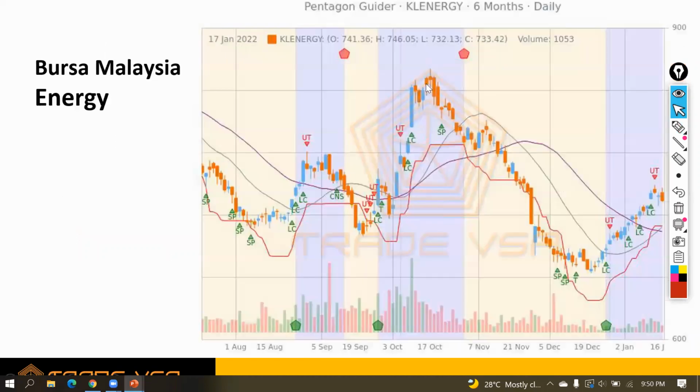All right, now this is the chart for energy. Of course, I picked this chart from TradeView 360, because in TradingView, unfortunately, it doesn't have volume.